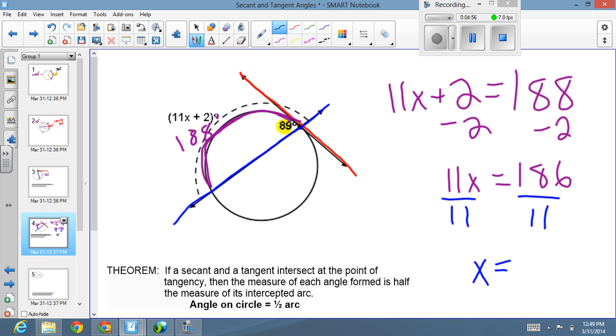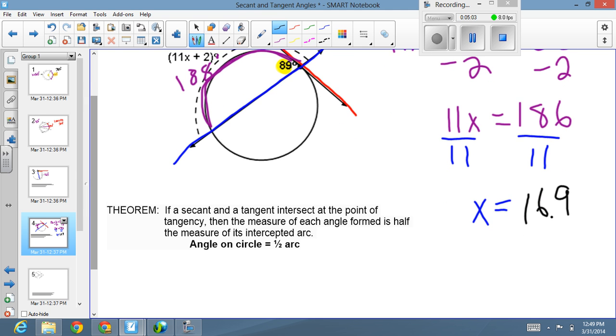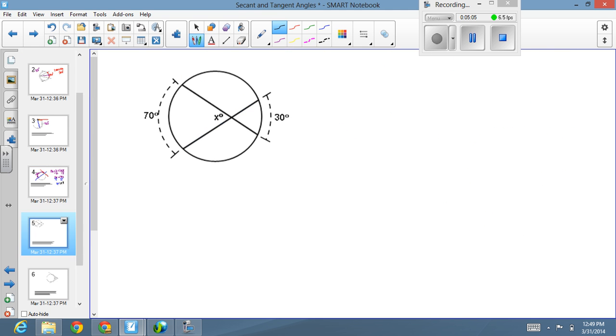And that comes out to about 16.9 and some change. Okay, a couple more of these.